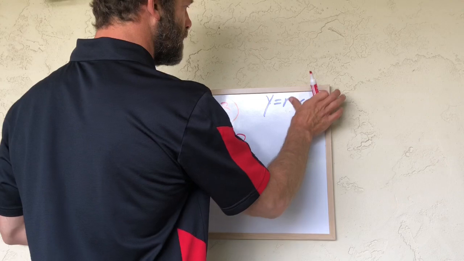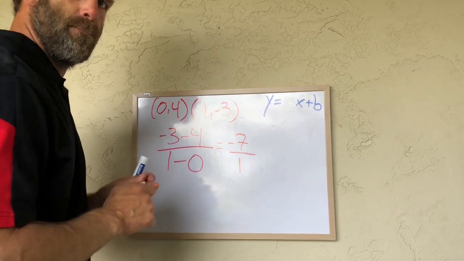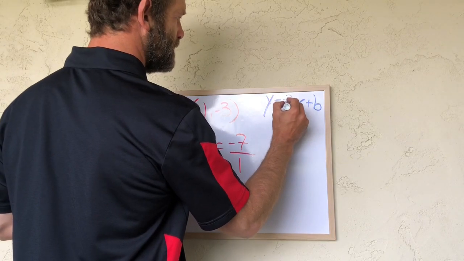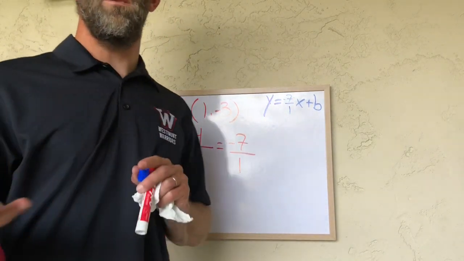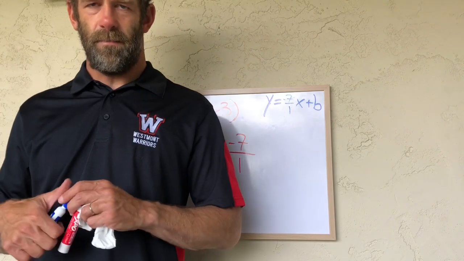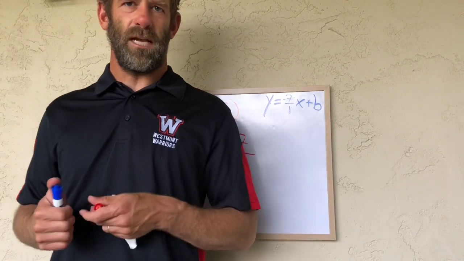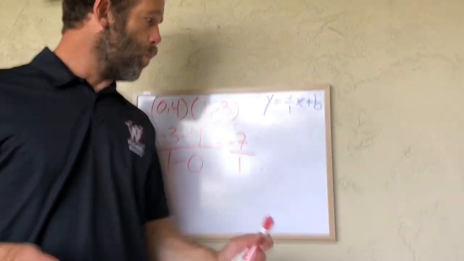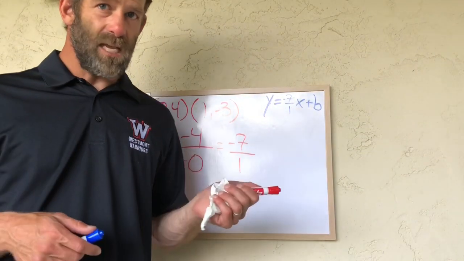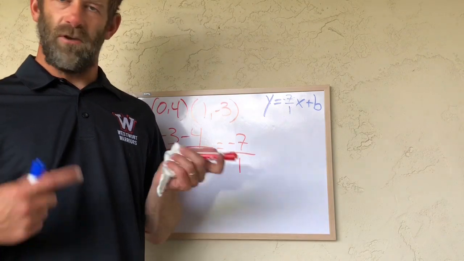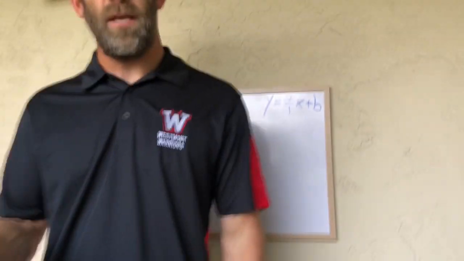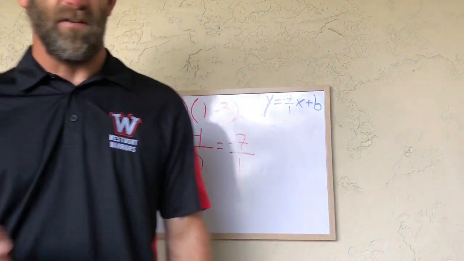So I'm going to go back over here to this equation, and I'm going to replace my slope with negative 7 over 1. And the good thing about using a recorded lecture is you can go back and rewind and re-watch what I just did again as many times as you want to, so you can see what's going on. The next thing, it says in your notes, substitute a coordinate into the equation to solve for your b.